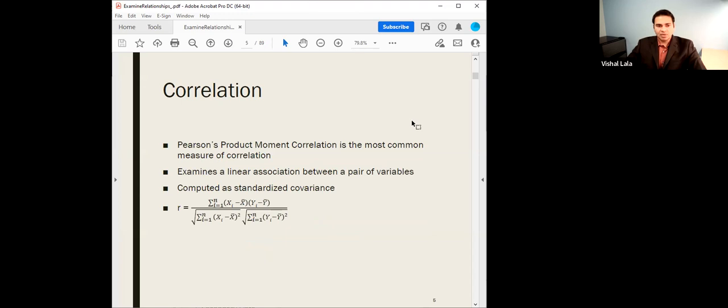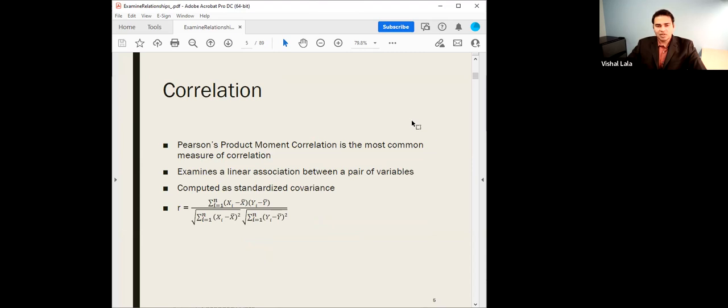A couple of things to remember about this method or measure is that it's a measure of linear association between a pair of variables. Thus, two variables may be non-linearly related, and if so, Pearson's product moment correlation will not pick up the full extent of that association.